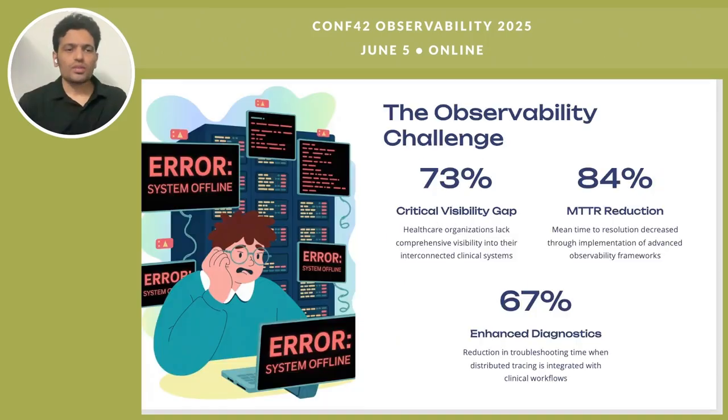Let's get started. Healthcare depends on complex interconnected IT systems, but 73% of organizations lack comprehensive visibility into these distributed systems. These visibility gaps can lead to delays or disruptions in patient care. For example, this chart shows how 73% of healthcare organizations struggle with system blind spots. Advanced observability frameworks address this by reducing the mean time to resolution by 84%. This means issues are identified and fixed faster, minimizing patient impact.